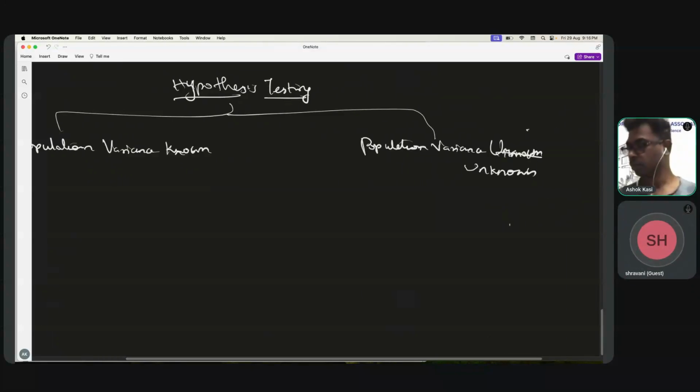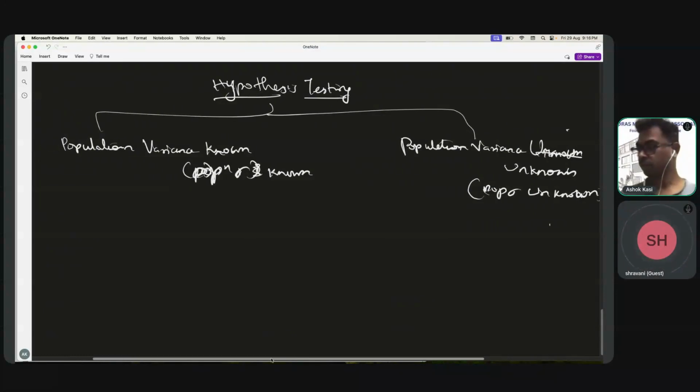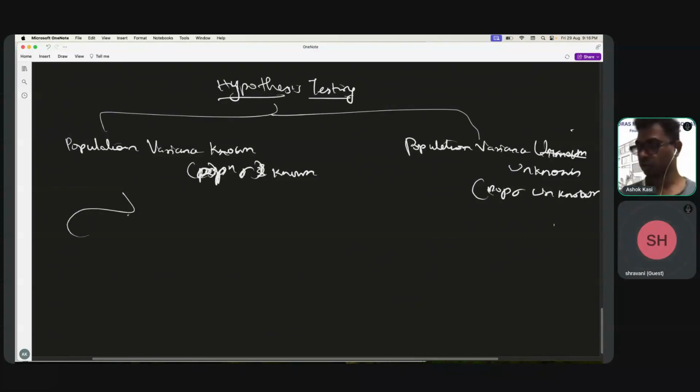So when you are testing any hypothesis, population variance may be known or may be unknown. If it is known, then what should you do? You should check whether it is a normal distribution or whether it is a non-normal distribution.